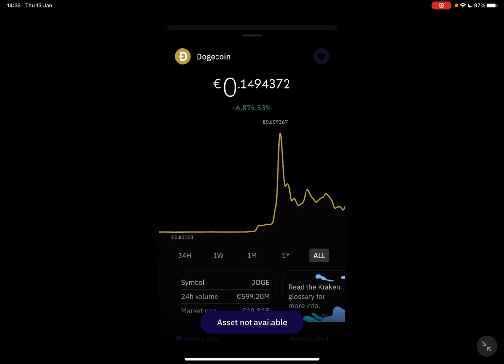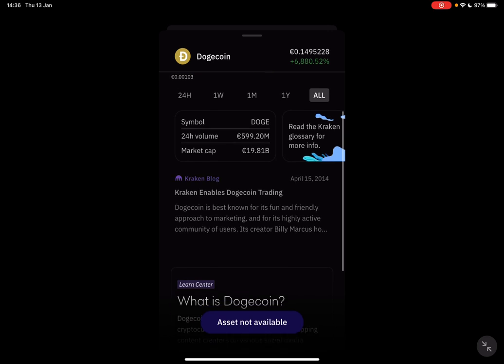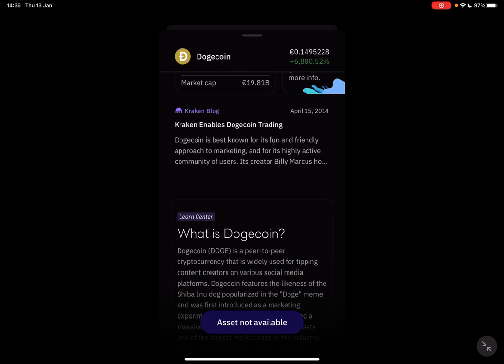Also, below that you will see the symbol, the 24-hour traded volume, which is almost $600 million for Dogecoin, which is kind of crazy, and the market capital, which is 19 billion. And here are some Kraken blog posts about Dogecoin.